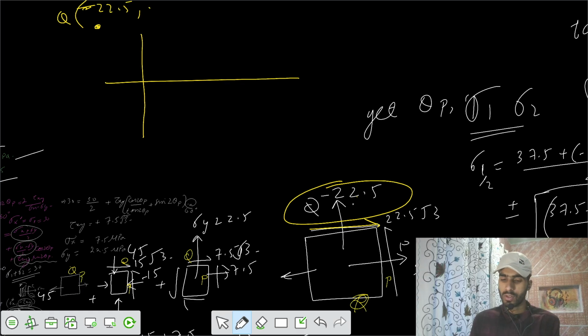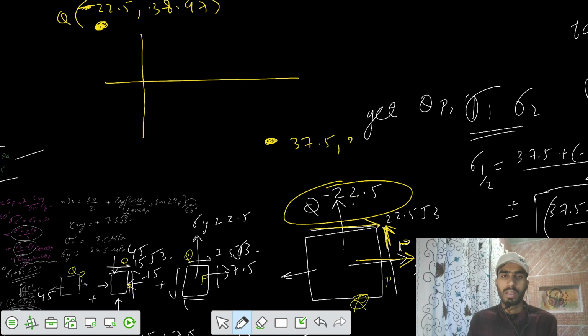That value is equal to 22.5 root 3, that is 38.97. So you have this shear stress value and normal stress value on plane Q. Similarly, you have sigma x 37.5 and shear stress that is anti-clockwise, so negative shear stress, I would say. So the shear stress would be somewhere here, with a value of 37.5, comma, 38.97.